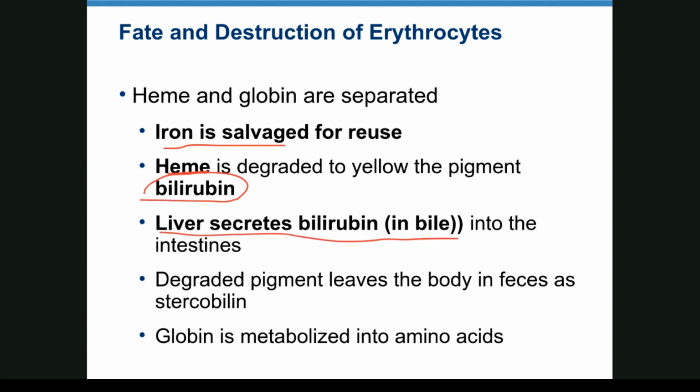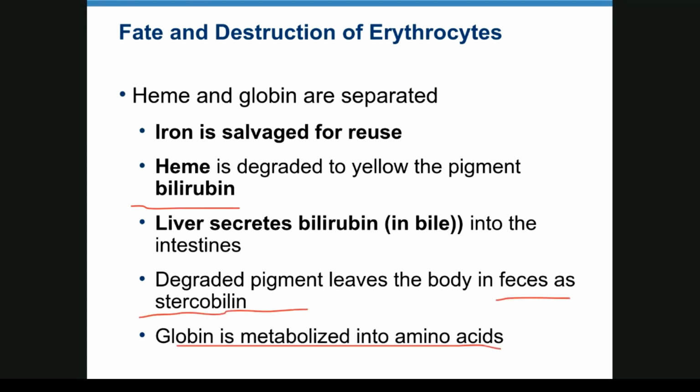This gives you the idea right here. See the word yellow? Liver failure patients become yellow in color because of the buildup of bilirubin. They can't make bile, so they can't get rid of their old bilirubin. Any kind of hemolysis, like a sickle cell crisis patient, may have yellowish pigment that you see on light parts of their skin, hands, feet. Degraded pigment leaves the body in the feces as stercobilin, and then the globin is metabolized down into amino acids.